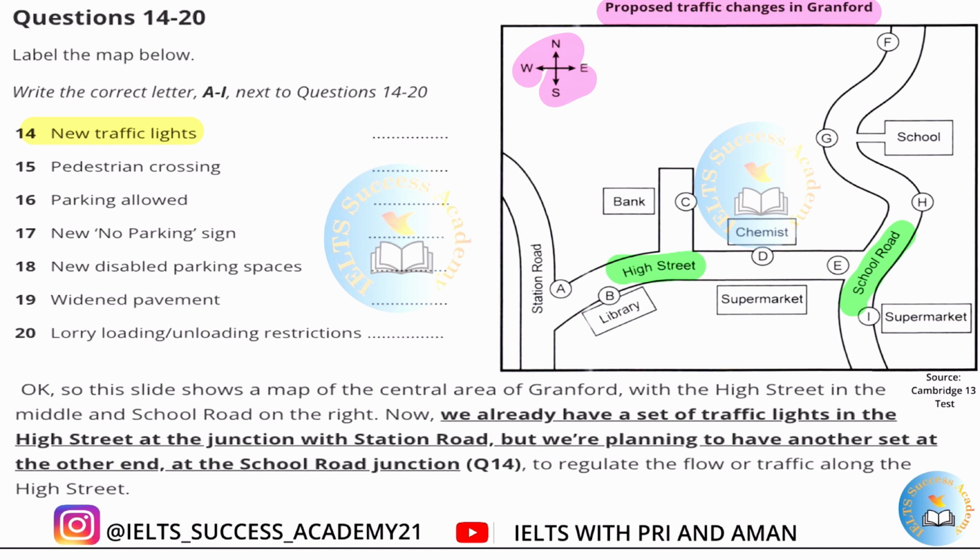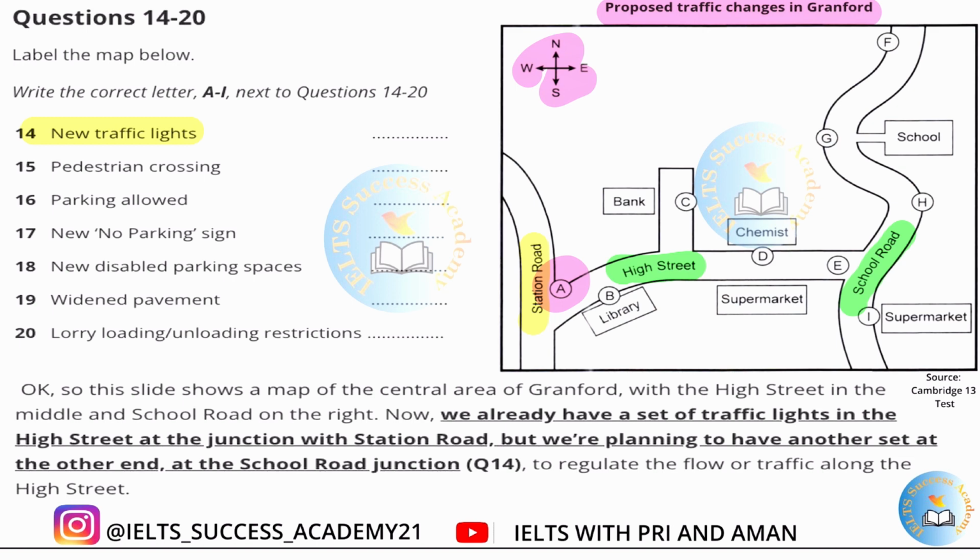Now we already have a set of traffic lights in the High Street. So they are saying there are already traffic lights in the High Street at the junction with Station Road. Junction means where two streets meet. This is the High Street, which is highlighted in green, and Station Road I am highlighting in yellow. So junction means the meeting point. The one that is in pink, the letter A, is the junction of Station Road and High Street.